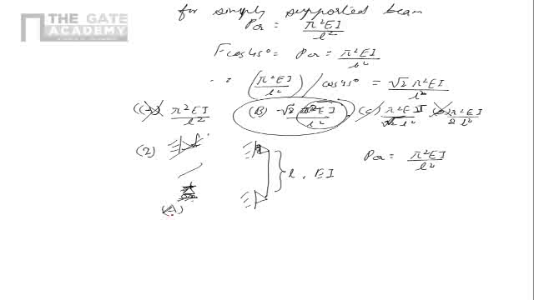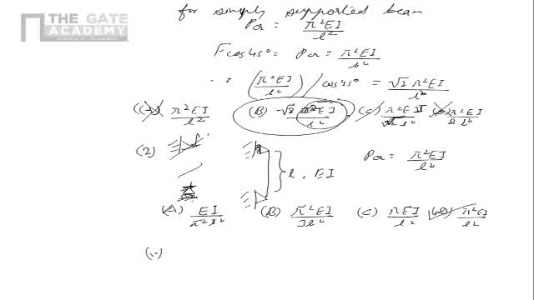So let's see what options have been provided. The first option is EI upon pi square L square. Option B is pi square EI upon 3L square. Option C is pi EI upon L square, and option D is pi square EI upon L square. So option D is the right option.